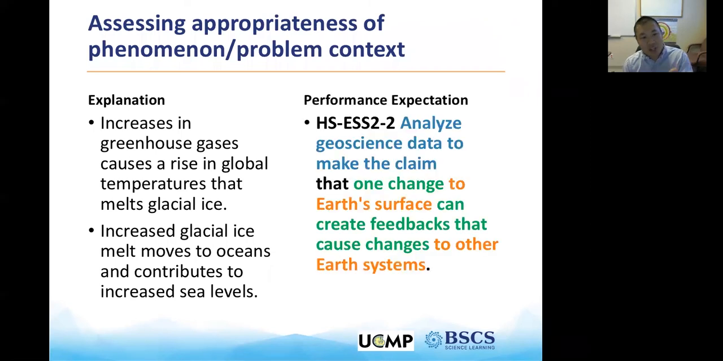But then when we look at the performance expectation, we see how this phenomenon will actually help us get to the different aspects of the performance expectation, right? We have one chain, which is the increased levels of greenhouse gases, and the cascading effect that then has, leading to other changes observed in other aspects of the Earth system, which then results in increased sea levels.